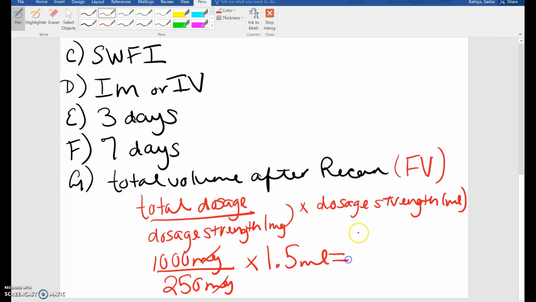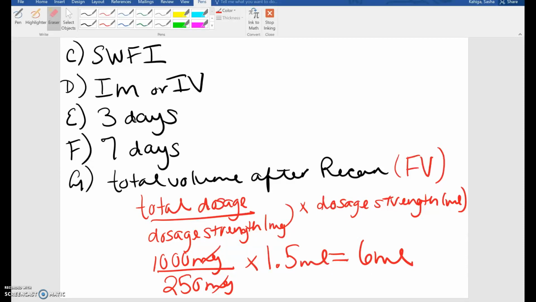Milligrams cross out. That means that once you reconstitute this medication, you're going to have a final volume of 6 milliliters. All right. So we've calculated that final volume, which is considered the total volume after reconstitution, 6 milliliters.